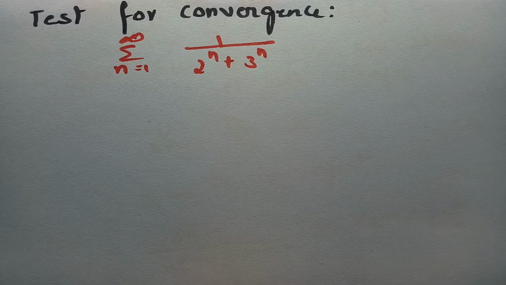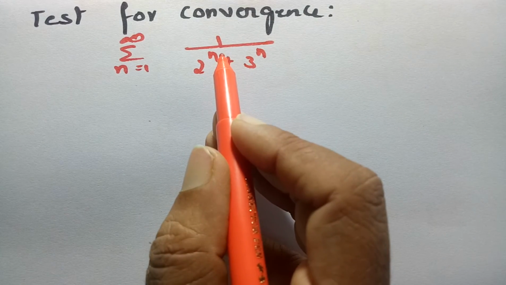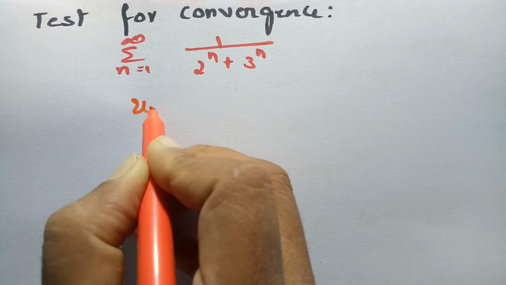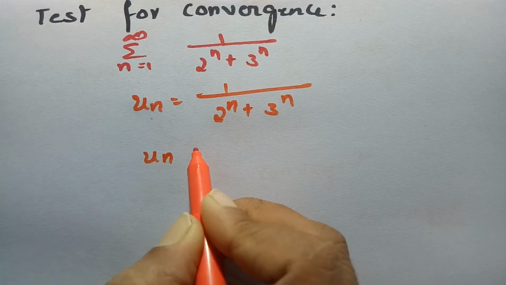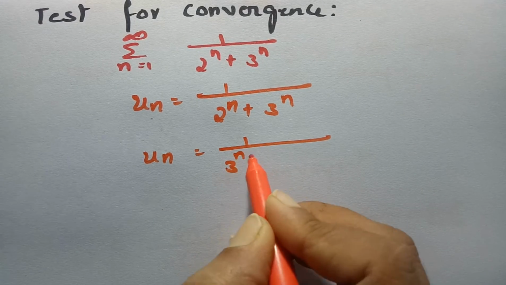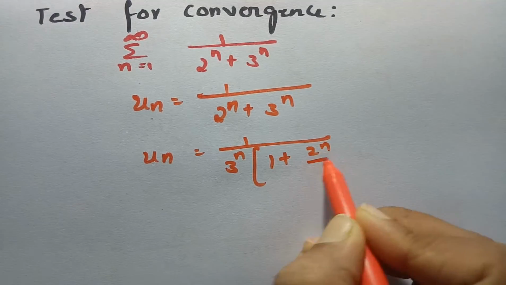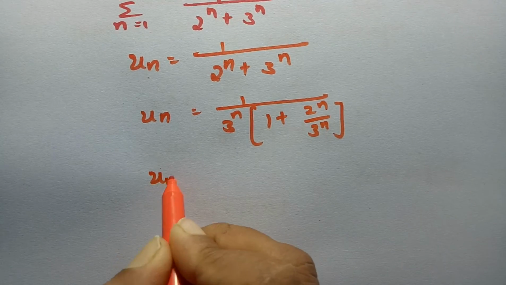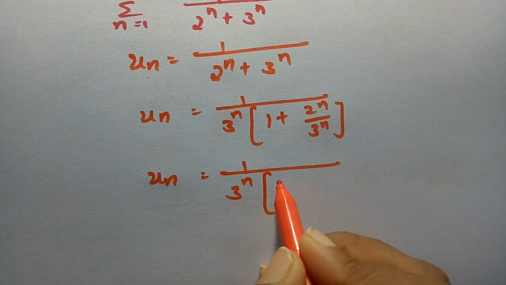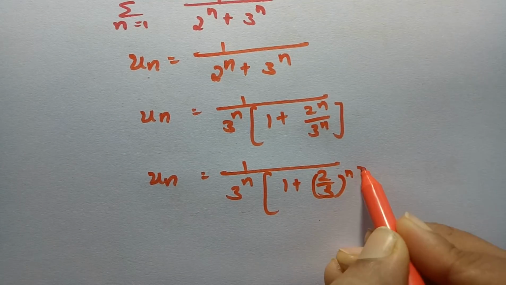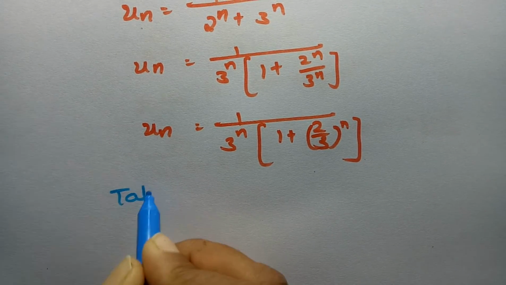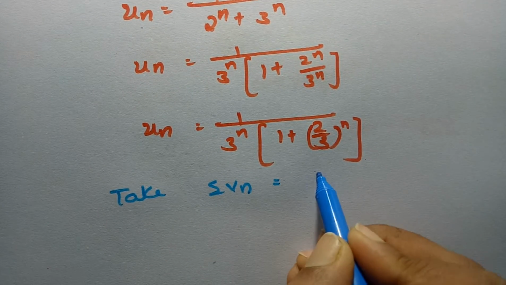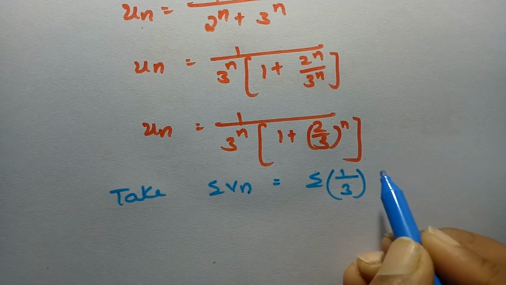Our next test is on sigma n equal to 1 to infinity of 1 by 2 power n plus 3 power n. We choose un as 1 by 2 power n plus 3 power n. We have to take 3 power n common, so it will be 1 plus 2 power n by 3 power n. So un can be written as 1 by 3 power n times 1 plus 2 by 3 power n. For our clarity, we take vn, sigma vn as sigma 1 by 3 power n.